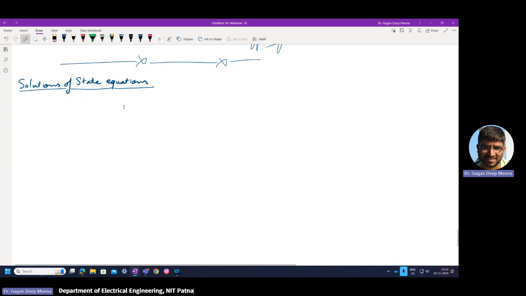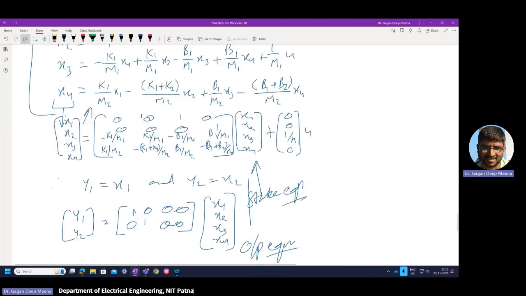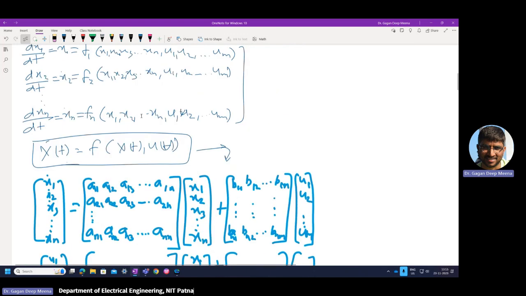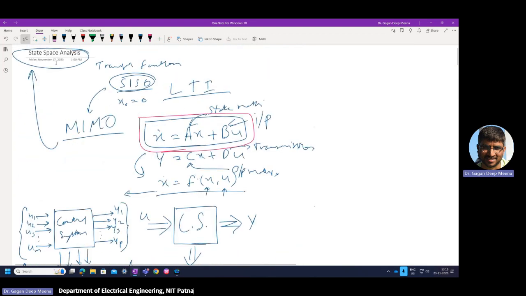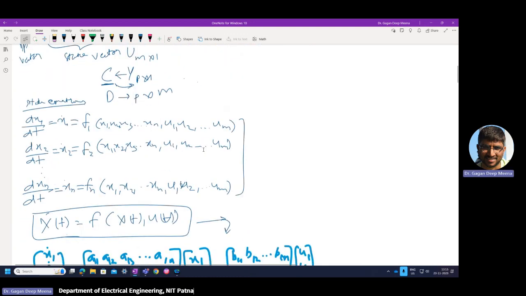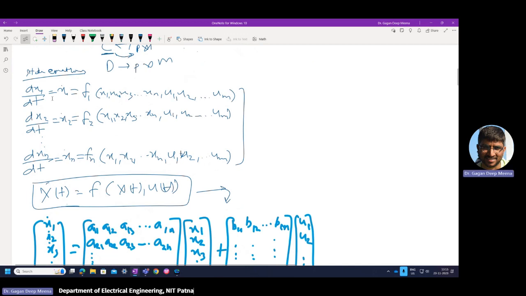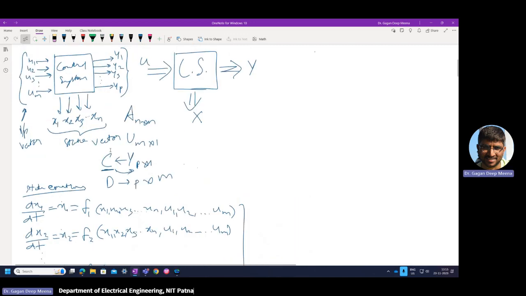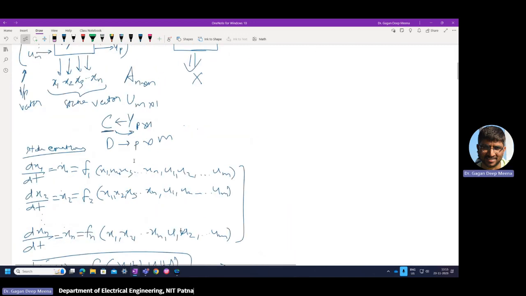So this lecture talks about solutions of state equations. We have discussed what state equations are in the previous class. We talked about state space analysis, their introduction, their advantages, how to represent them in general, their generalized representation, and also the representation in linear systems.